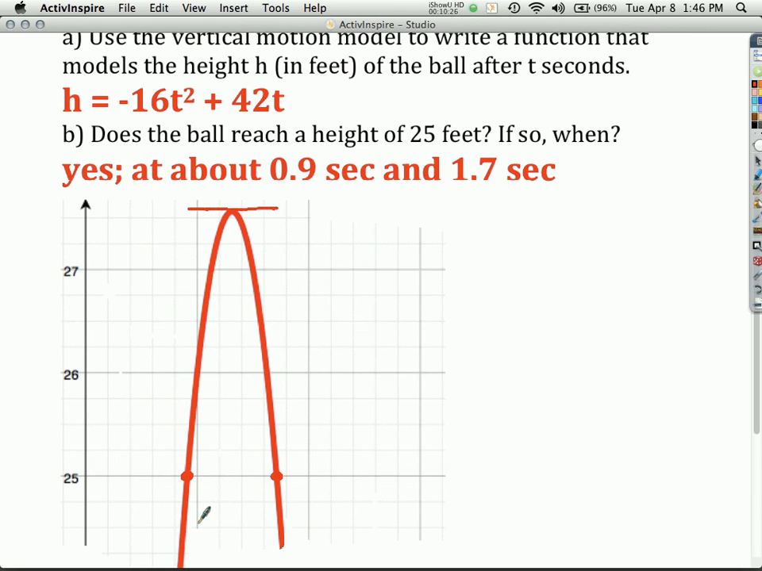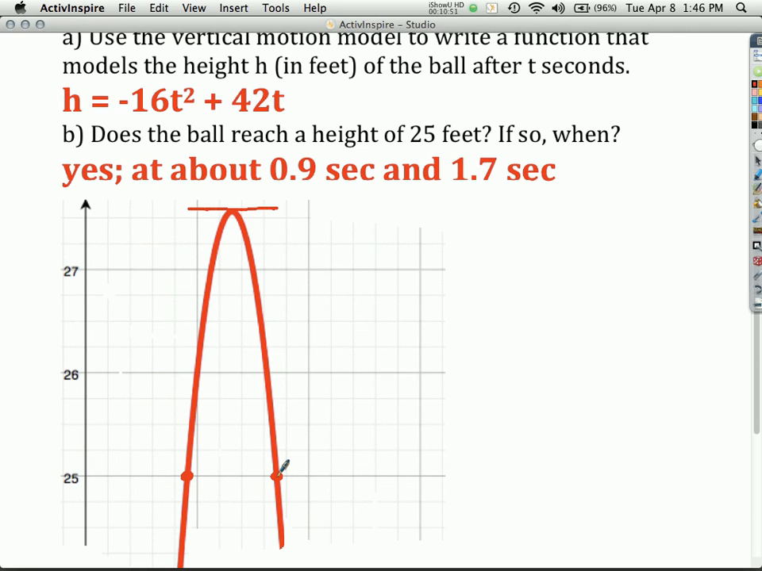And this vertical line right here, that's 1. So you can see that the point is just before the 1, and that's the 0.9. And here, this is the 2. This is the halfway mark, so that's about 1.7. So it reaches a height of 25 feet twice.